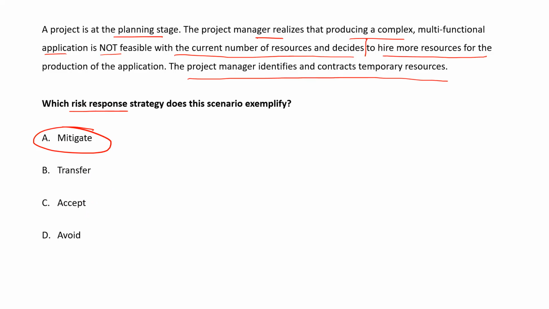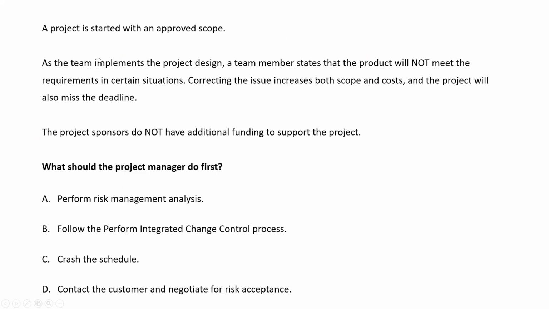Great. Sir, what is transfer, sir? Transfer is transferring the ownership of the risk to a third party, which is insurance, by paying some premium. Okay. Next.